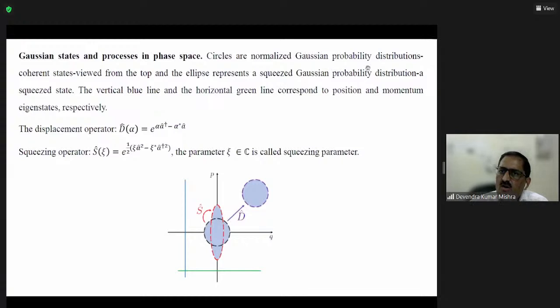Circles are normalized Gaussian probability distributions, the coherent states viewed from the top, and the ellipse in red represents the squeezed Gaussian probability distribution function. This represents the squeezed state. A vertical blue line and a horizontal green line correspond to the position and momentum eigenstates respectively. We can also define the displacement operator as the exponential of alpha a dagger minus alpha star a. Further, we can define the squeezing operator S of xi equal to the exponential of half xi a squared minus xi star a dagger squared.